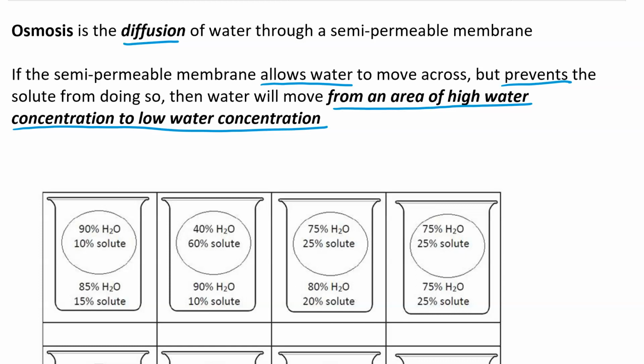If we're looking at these beaker problems where the circle part is the cell, and then the cell is in a solution in a beaker. Look at the water concentration. Inside the cell, the water concentration is 90. Outside the cell, the water concentration is 85. The water is going to move from high to low water concentration on a net basis, so overall movement. In the second beaker, the water inside the cell is 40%. The water outside the cell is 90%. Water's moving, again, from high to low.